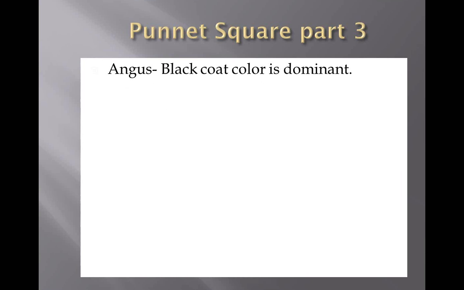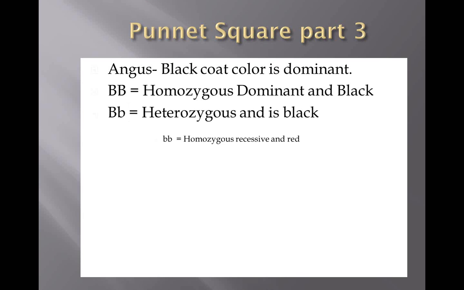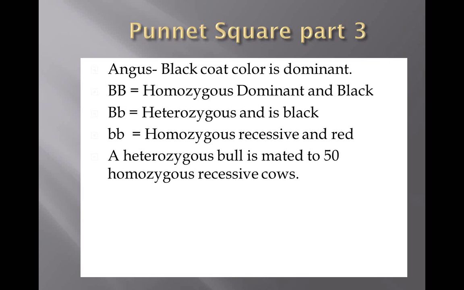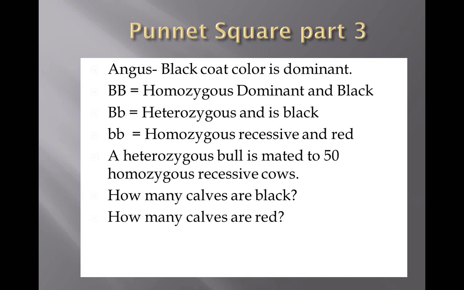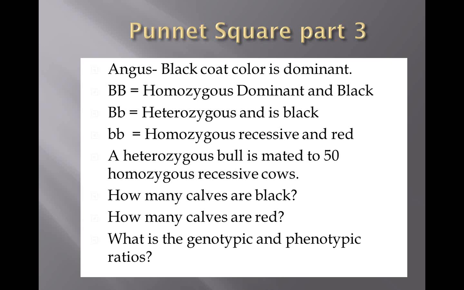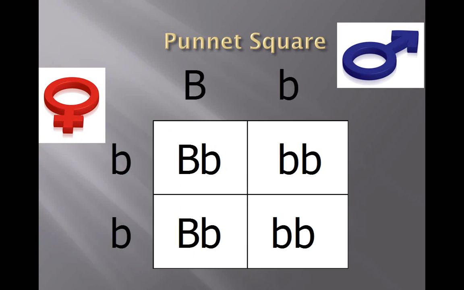Punnett squares. In this example that you have in your notes, this is some of the stuff that you'll need to use in order to build this Punnett square. We're going to figure out how many calves are black and how many calves are red. The dominant gene is the capital letter, lowercase letter is the recessive. So let's come up with how many of the genotypes will be dominant, how many will be recessive, the ratios.